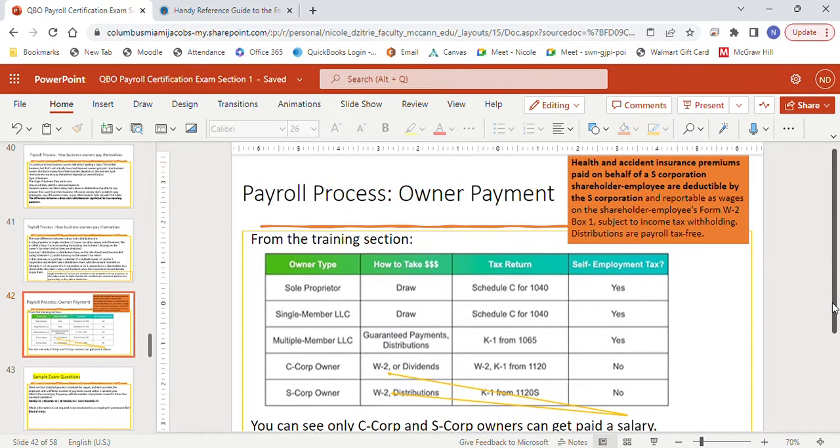I don't know if they moved it to section 2 or they took it out altogether, but I still wanted to look at it. Health and accident insurance premiums paid on behalf of an S Corp shareholder employee are deductible by the S Corp and reportable as wages on the shareholder employee's Form W-2 Box 1. And they're subject to income tax withholding. Now, just know the distributions under the S Corp are payroll tax free. They're not paying taxes on them, like the federal or the state or any of the tax that goes under payroll. The W-2 gets taxed, but the distributions do not.